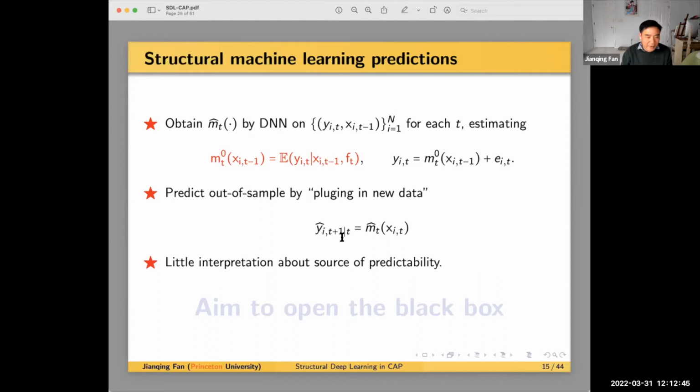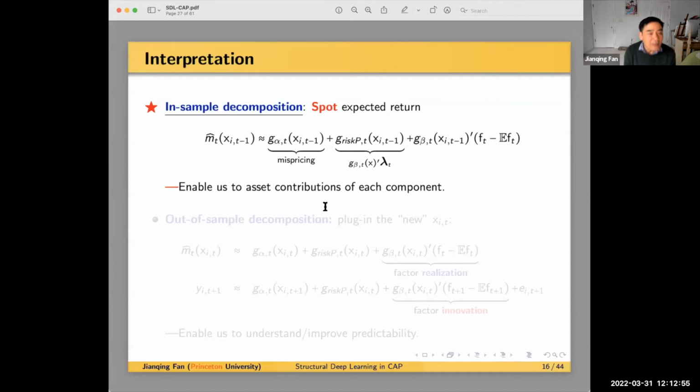Part of the aim of today's talk is to open the black box of this component, what we are really doing, right? So if we look at the in-sample decomposition.